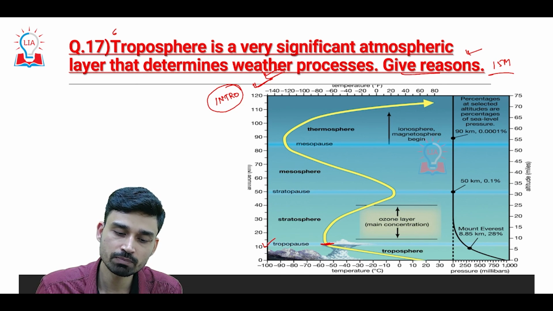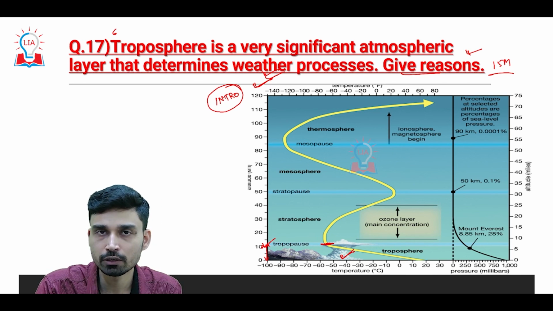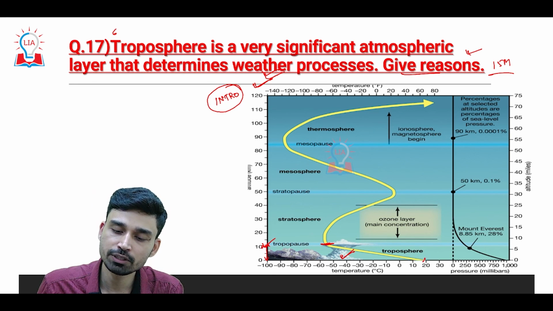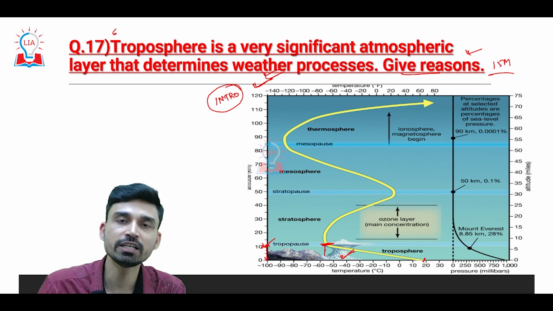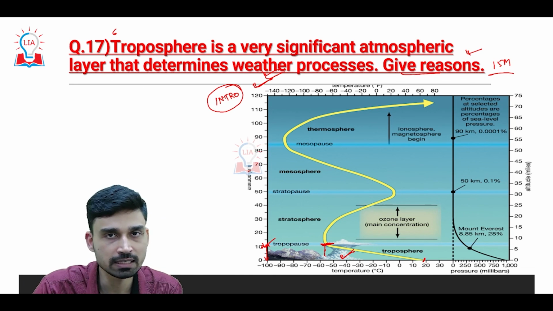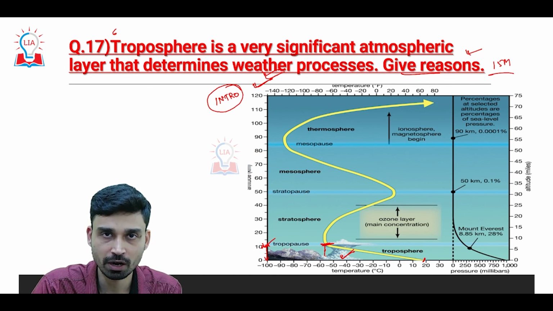So as you can see from this map here, the troposphere is the first layer of the atmosphere, extending up to a height of 15 kilometers, and it is in this layer that temperature decreases with increase in height from almost 20 degrees Celsius at the surface to almost minus 60 degrees Celsius at the top of the troposphere. So this is something you could have included in the introduction part of your answer.